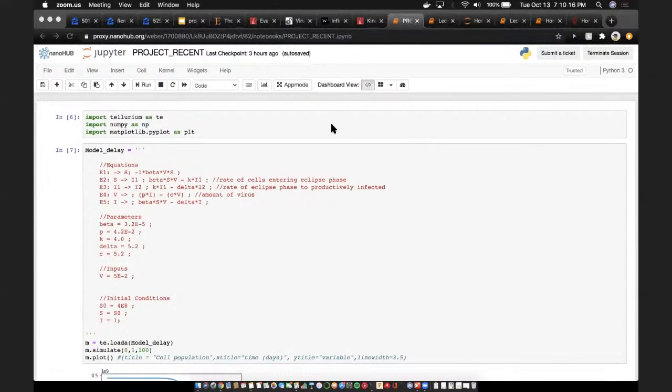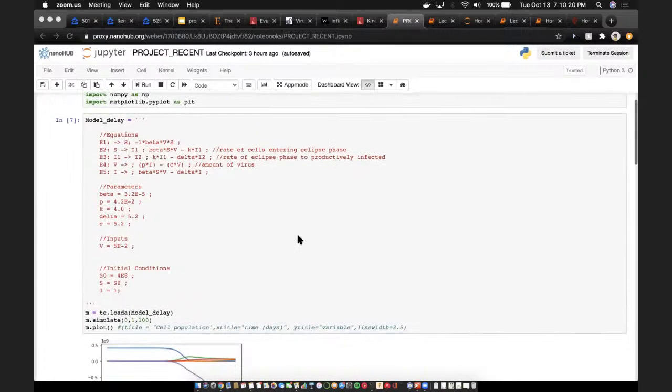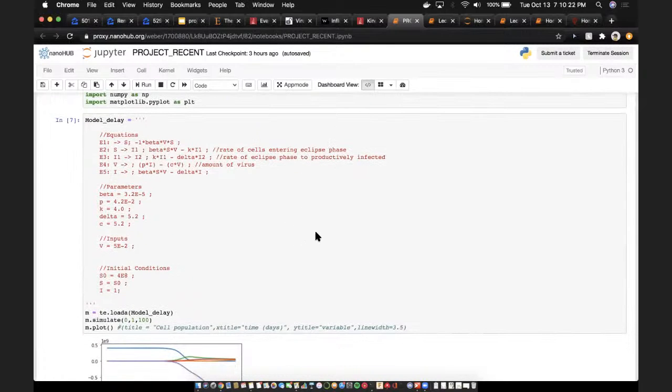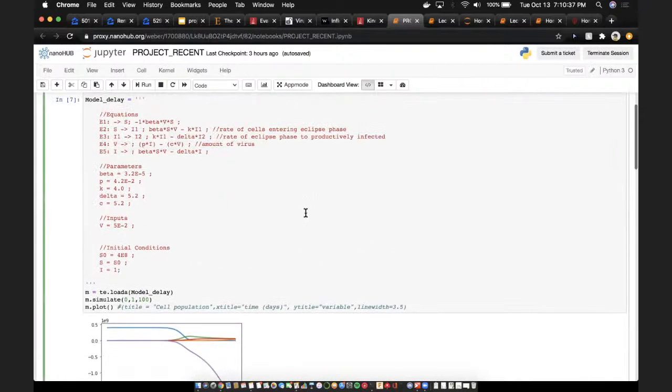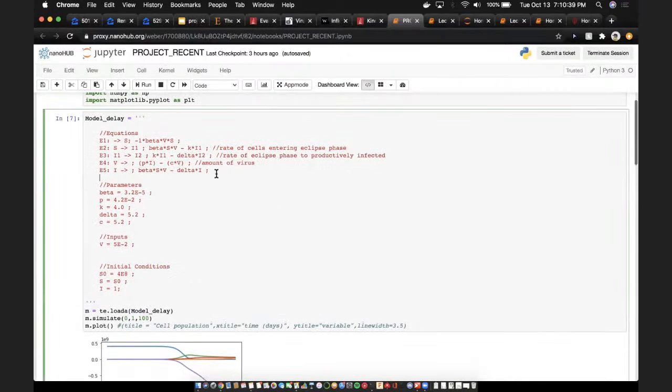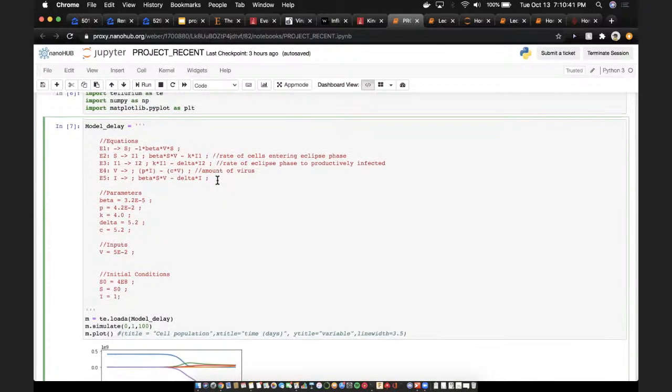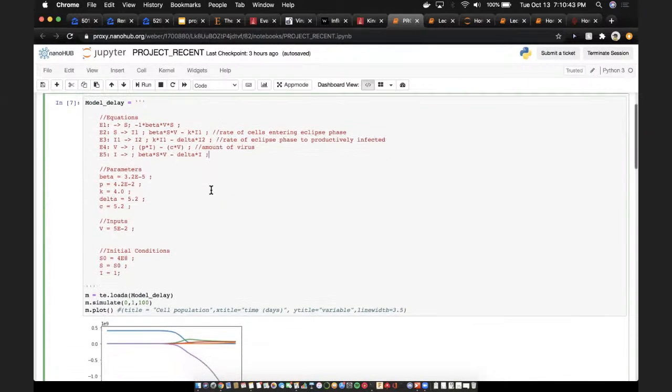Okay. So I don't have a whole lot as of now, but I looked at this paper and it includes a model for delay, the 2 levels of infection where cells may not be producing virus, but they're still infected, and then when they're actively producing virus. So far, this is the model for the delay with the eclipse phase.